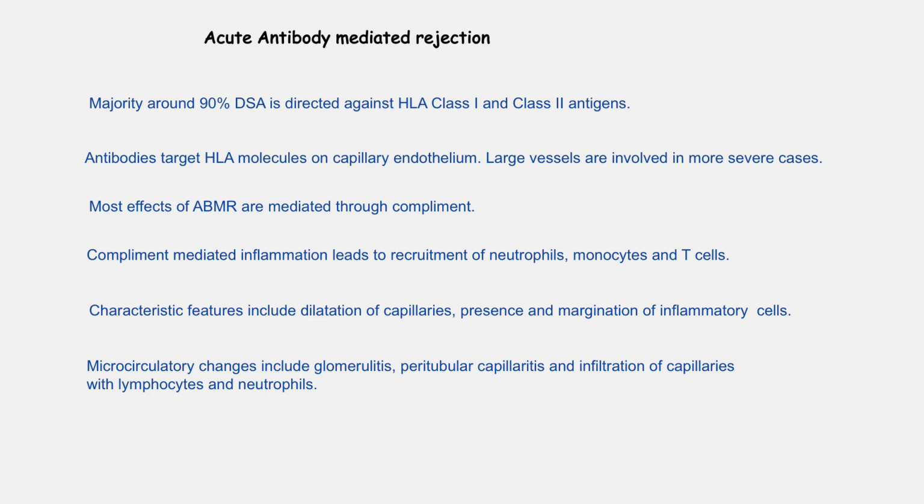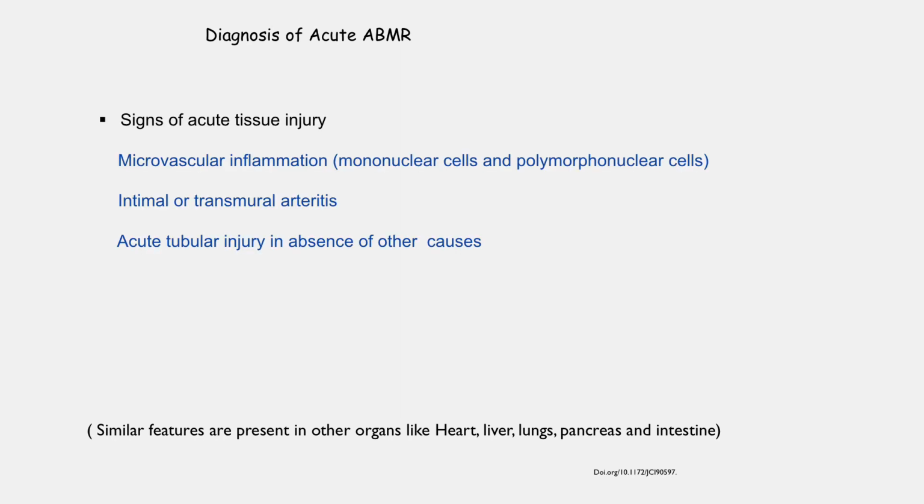In case of kidney transplant, microvascular inflammation leads to inflammation of glomerular capillaries and peritubular capillaries. For diagnosis of acute antibody mediated rejection, we need to consider three criteria. We need to have histological evidence of acute tissue injury that will appear as microvascular inflammation or intimal or transmural arteritis in severe cases.